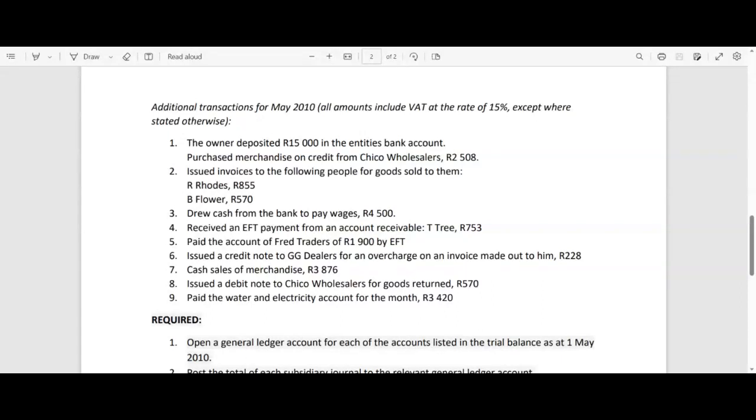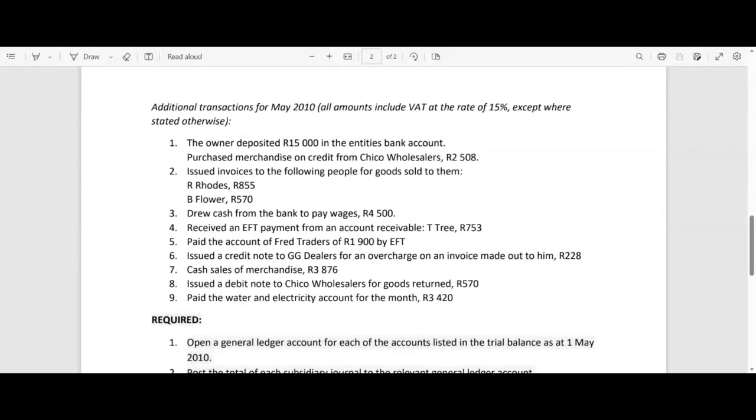Does that represent the supply of goods or services? Yes or no? Chico wholesalers, we've bought some merchandise from them. Does that represent a supply? Yes, yes. Thank you, Mkhlontlo. Thank you, Logan. Thank you, Sianda. And thank you, Sisanda. Exactly.